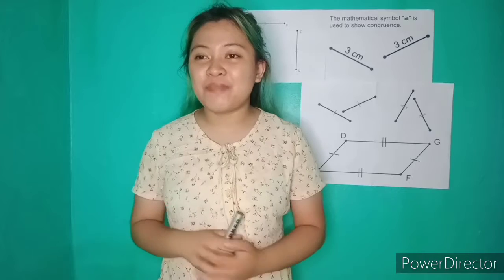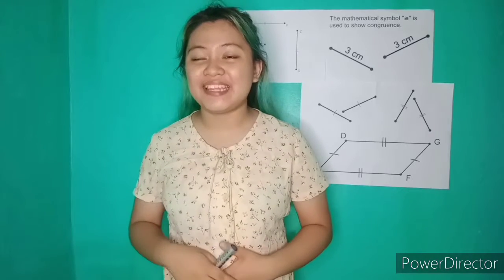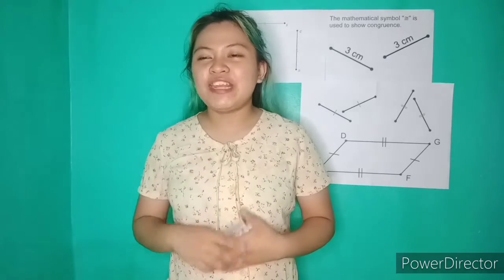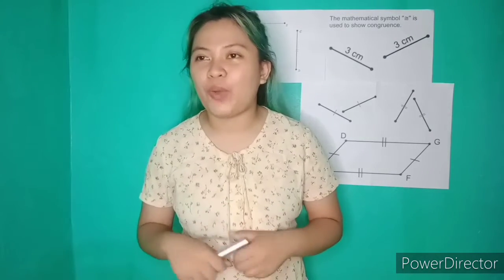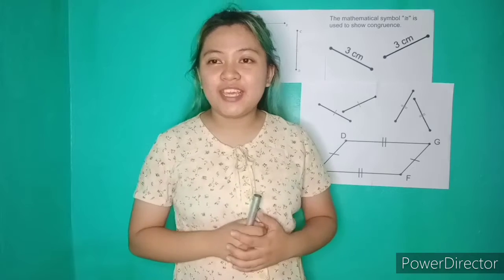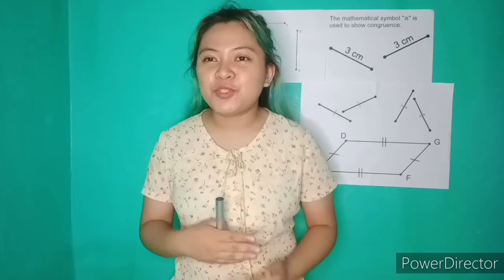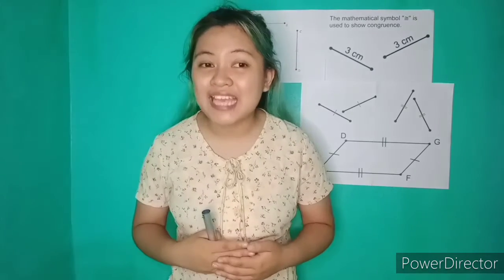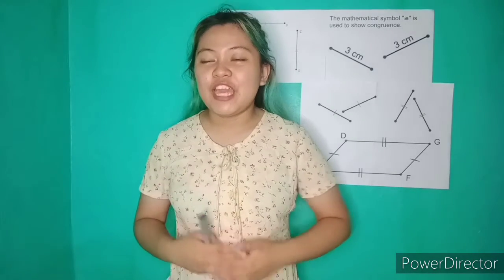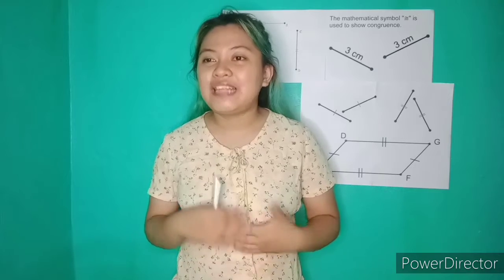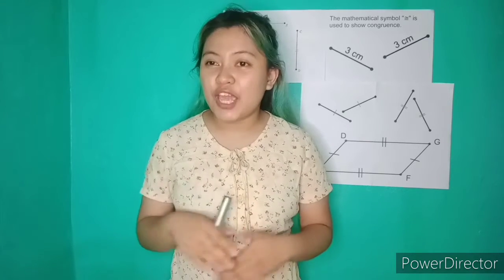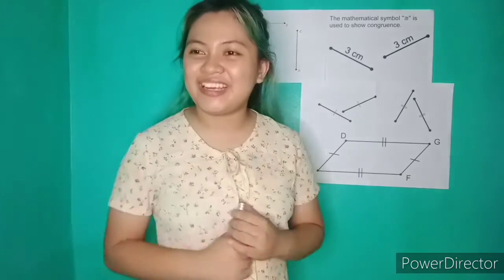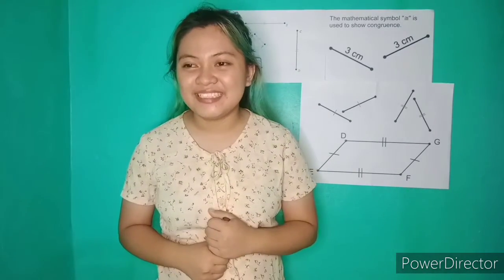Yes, a line segment is a portion of a line that has two endpoints. Very good. Okay, now we're talking about congruent. In geometry, two or more objects or figures are congruent if they have the same size and shape. It usually refers to line segments, shapes or figures, and angles. Okay, very good. Do you understand?